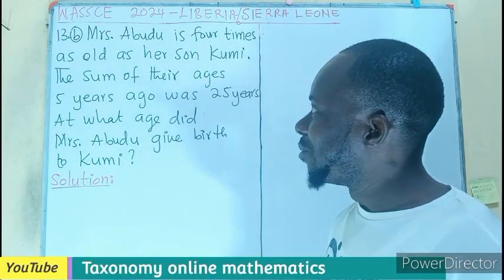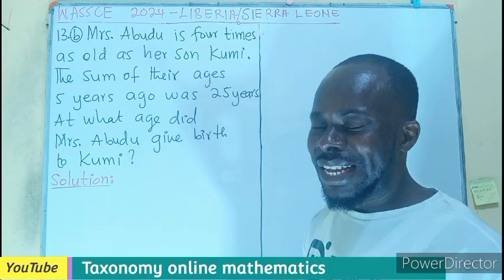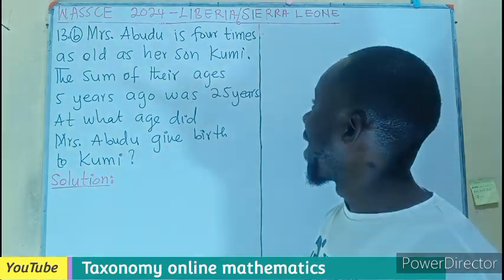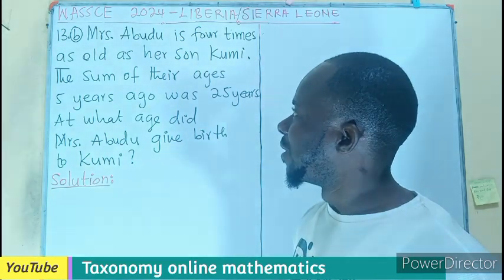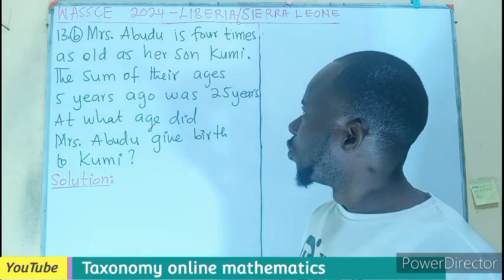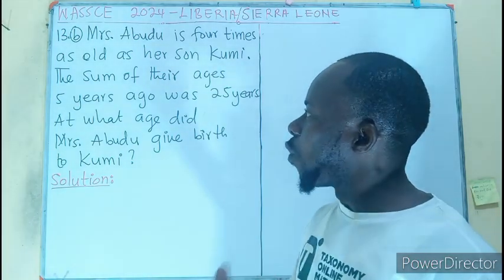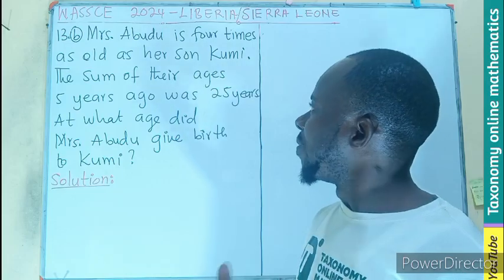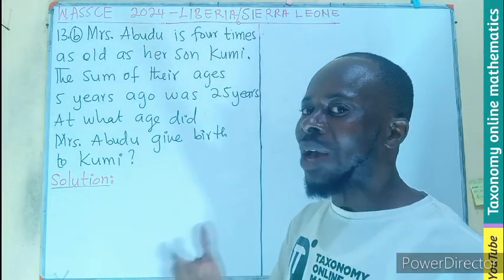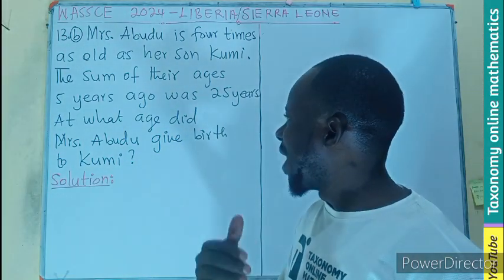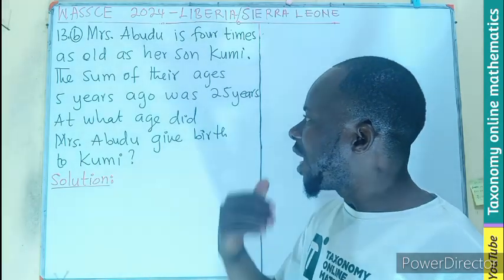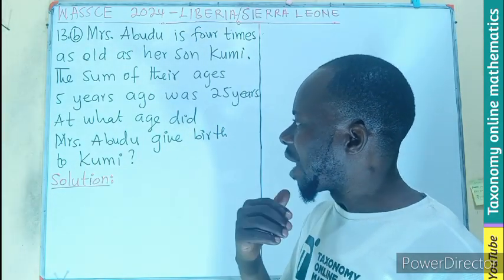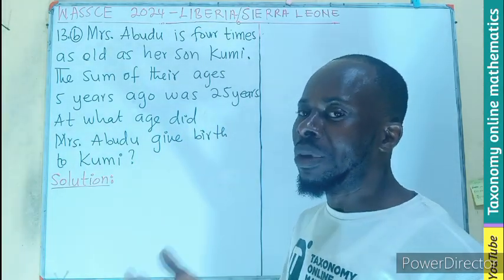Question 13B of WASSCE 2024 for Liberia and Sierra Leone, right? Mrs. Abudu is 4 times as old as her son, Kumi. The sum of their ages 5 years ago was 25 years. So at what age did Mrs. Abudu give birth to Kumi?